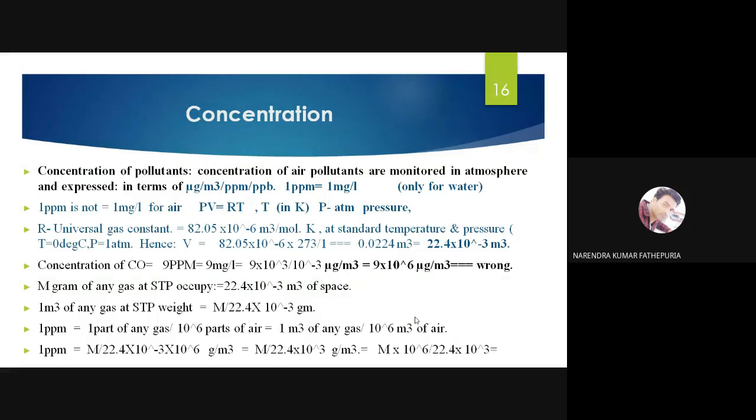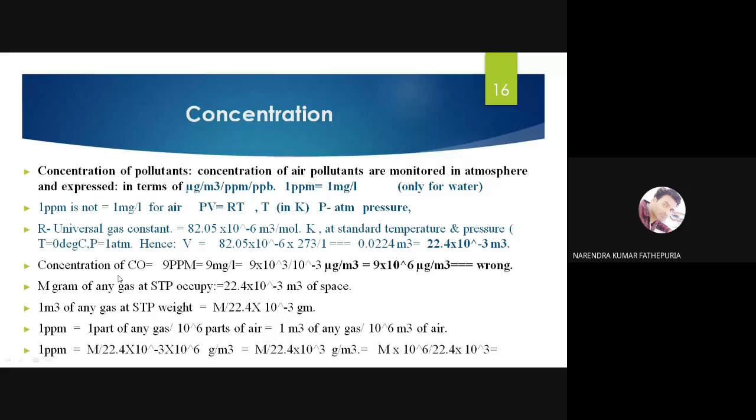Now we were talking about the concentration part last time. All the gas laws will be applicable here, because liquid is different and gas is different. You generally consider 1 ppm and 1 mg per liter to have the same meaning, but here it is not like this. 1 ppm is not equal to 1 mg per liter for air. So the gas law is valid for it: PV is equal to RT.